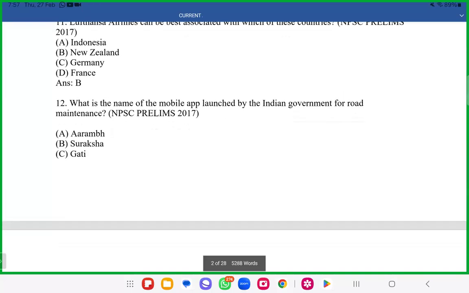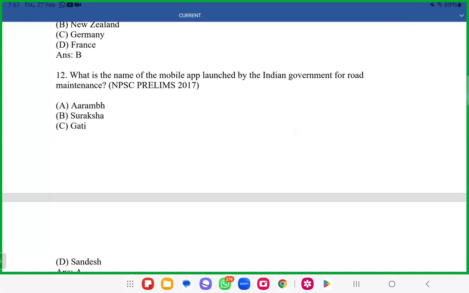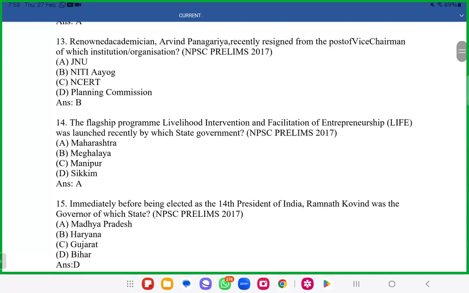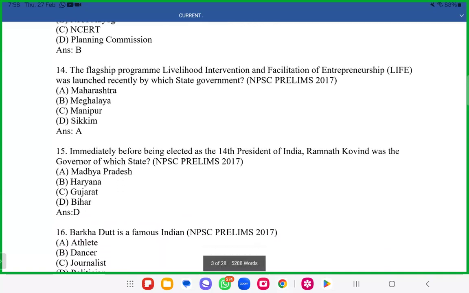What is the name of the mobile app launched by the Indian government for road maintenance? This one comes under government schemes and programs. Then renowned academician Arvind Panagariya recently resigned from the post of vice chairman of which institution? This one will come in the presence in news. Then the flagship program, Livelihood and Facilitation of Entrepreneurship Life, was launched recently by which state government? This will come under either state affairs or government schemes and programs.